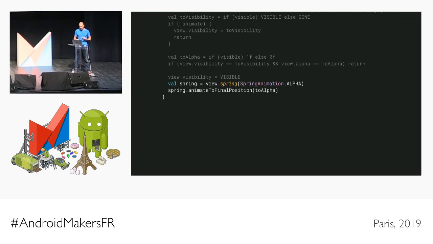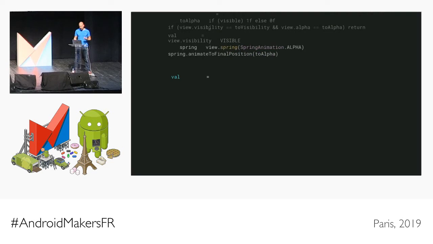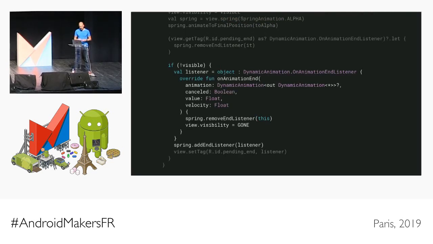The eagle-eyed amongst you might have noticed I kind of lost some functionality here. Before there was an end listener which was going to set the visibility. You can still do that, but it gets a little bit gnarlier with the API of the spring animation. Essentially, this is how you set the end action, which is doing the same thing, which is going to remove itself and then set the visibility to gone. But we need to cancel any pending end actions before setting a new one.